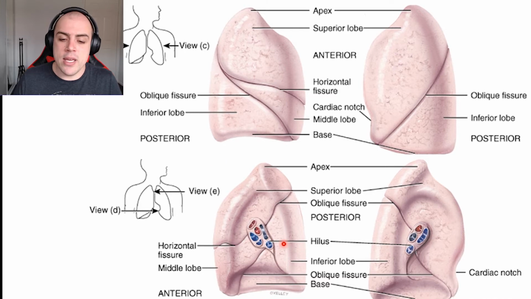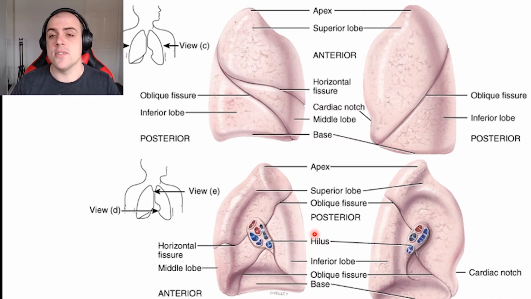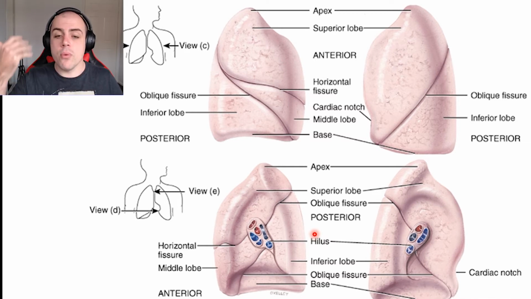So when we're looking at our pulmonary arteries and pulmonary veins, that is entering into the hilus of the lungs, but that is not where we are seeing nutrients and oxygen being delivered to the lungs. No, this is where the blood is being oxygenated for the rest of the body.